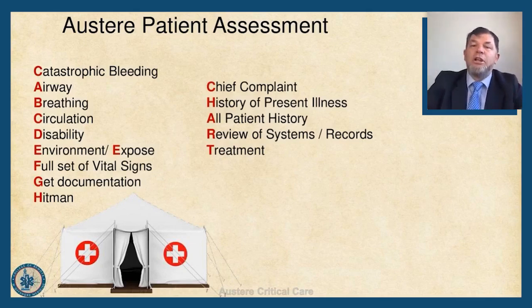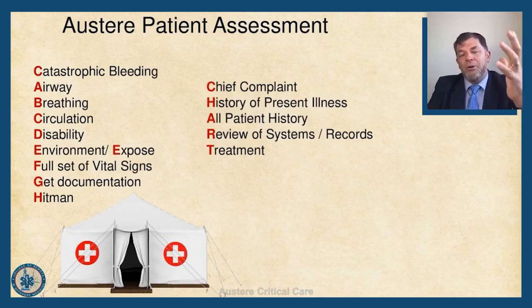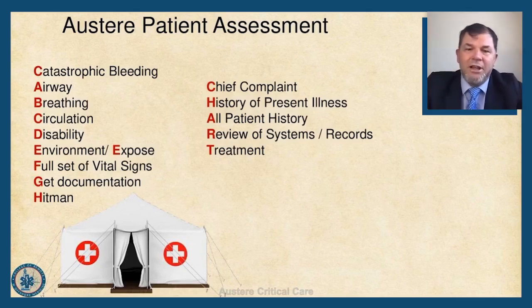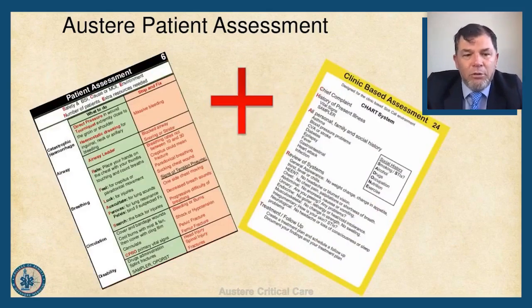So you need two things. You need your trauma assessment, your CABC, and you need your clinic-based assessment. Both of those things together are the critical casualty assessment. And we have these on page 6 and page 24 of our field guide.